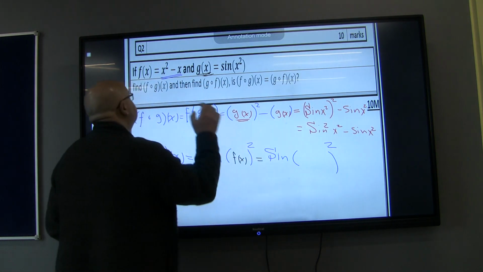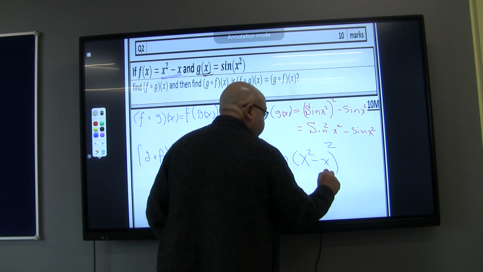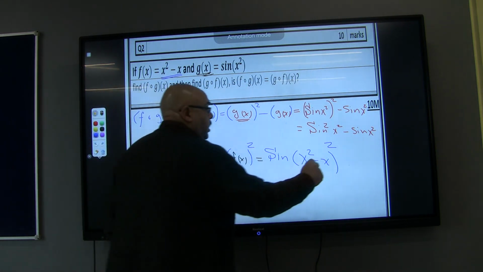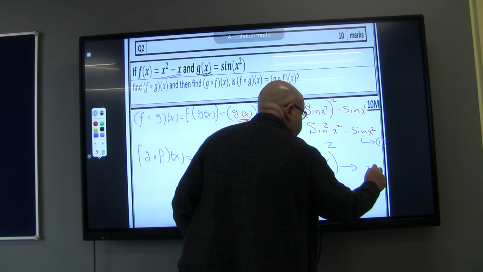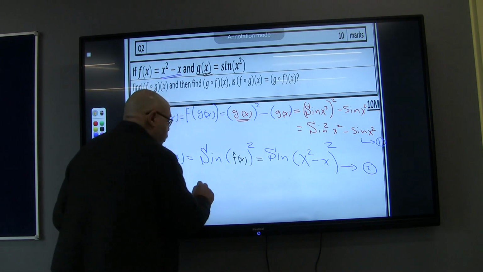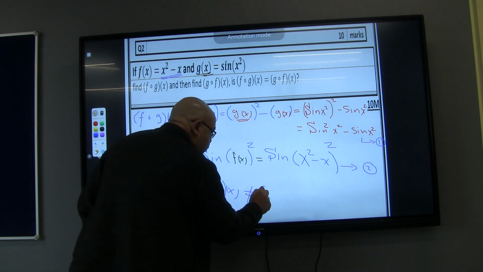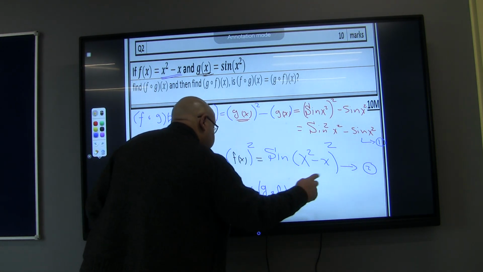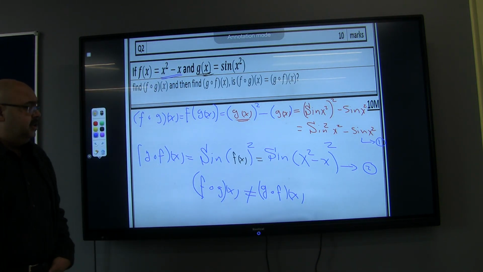Just take f of x and invert the main function, which is going to be x squared minus x. This is exactly what's required. So this is f as a composite of g, and this is g as a composite of f. Of course, you will remark that f composite g of x doesn't equal g composite f of x. This is the full solution for this problem. You will have your 10 marks.